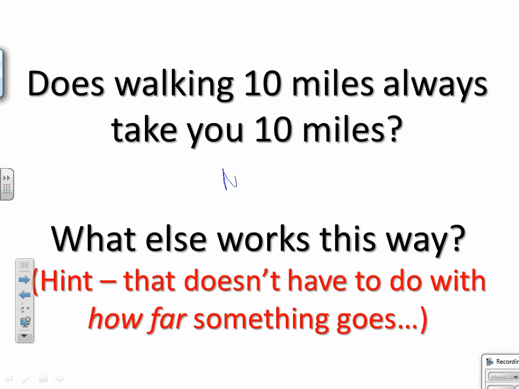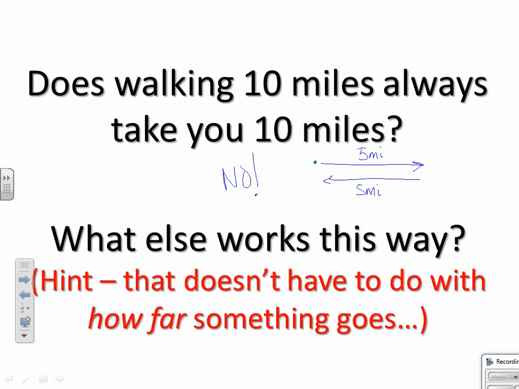First of all, the answer is no. Because if some of you said, well, what if I walked 5 miles this way, and then I walked 5 miles this way, has it taken me 10 miles? I guess you could argue that it has. I have traveled 10 miles, but if I started here and ended here, then I really haven't traveled anywhere. So it really depends on how you want to address it. The answer to this is kind of yes, it's kind of no.